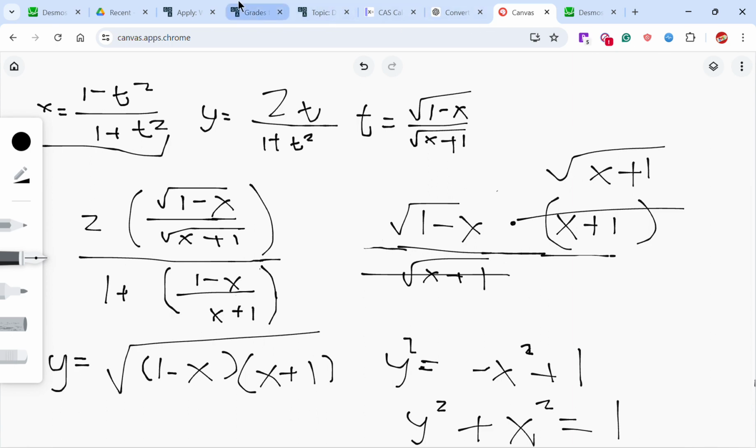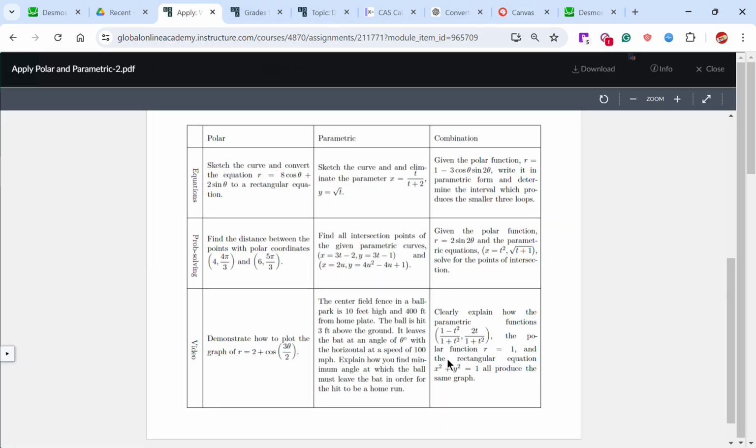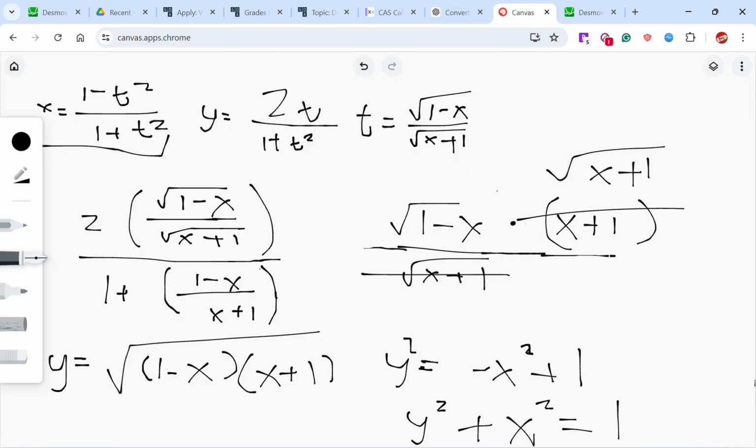So yeah, that's it. Let me see if there's anything else I have to explain. No. And see, this produces the same graph as r equals 1. I already explained that.